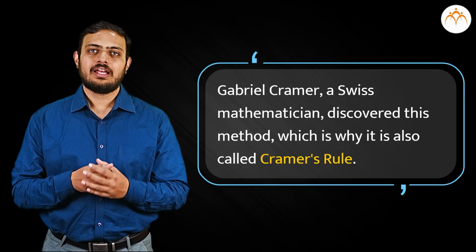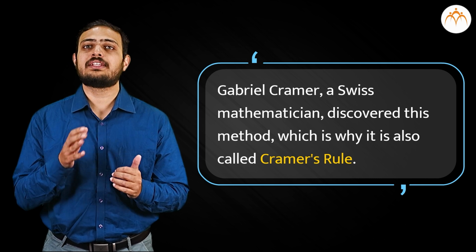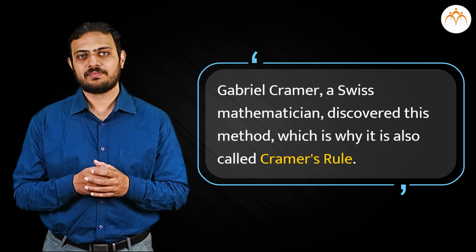Gabriel Kramer, a Swiss mathematician, discovered this method, which is why it is called Kramer's rule. You might be wondering, what is a determinant? Let's learn what a determinant is.